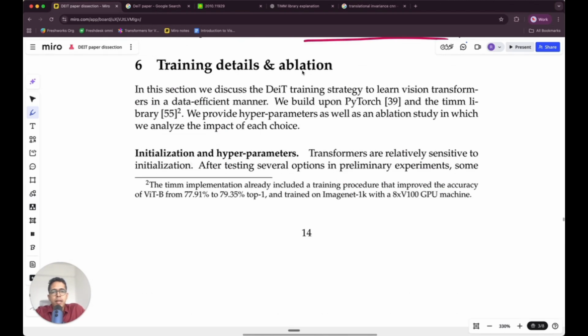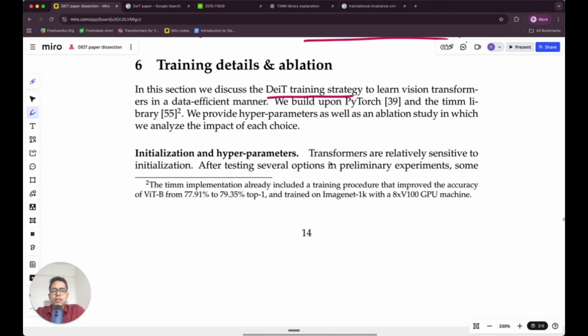Training details and ablation studies. In this section, we discussed the DeiT training strategy to learn vision transformers in a data efficient manner. We built upon PyTorch and the TIM library. We provide hyperparameters as well as an ablation study in which we analyze the impact of each choice.